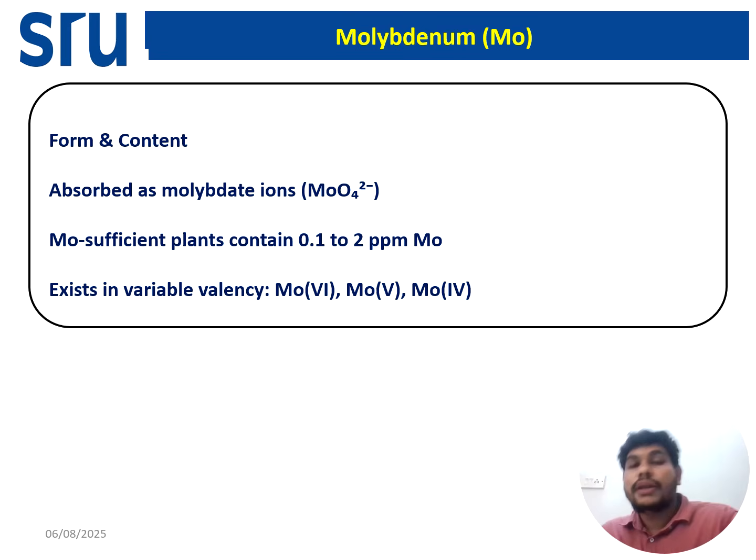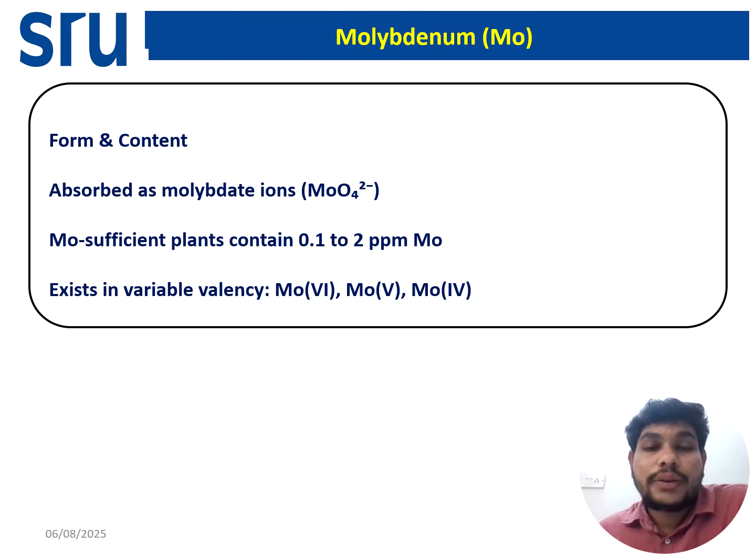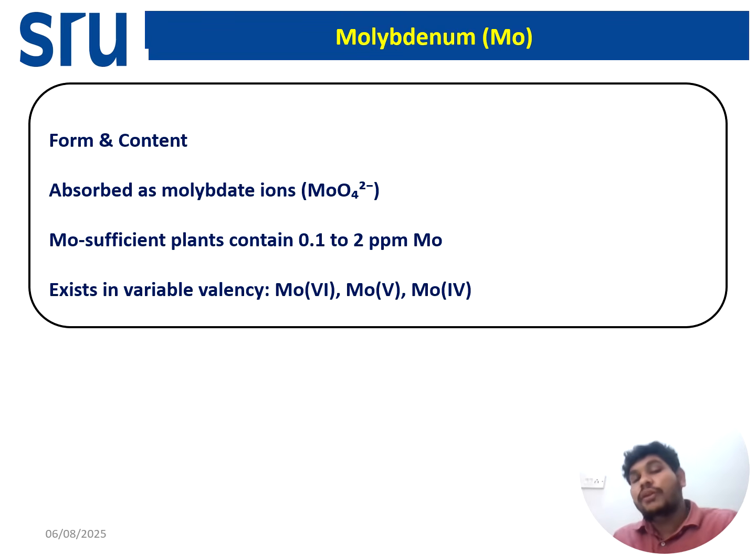Then the next one is molybdenum. The plant takes up molybdenum in the MoO4 2- form. The sufficient amount of molybdenum required for the plant is 0.1 to 2 ppm. It exists in different forms, that is molybdenum 4, molybdenum 5, and molybdenum 6. But the plant takes up molybdenum 6.